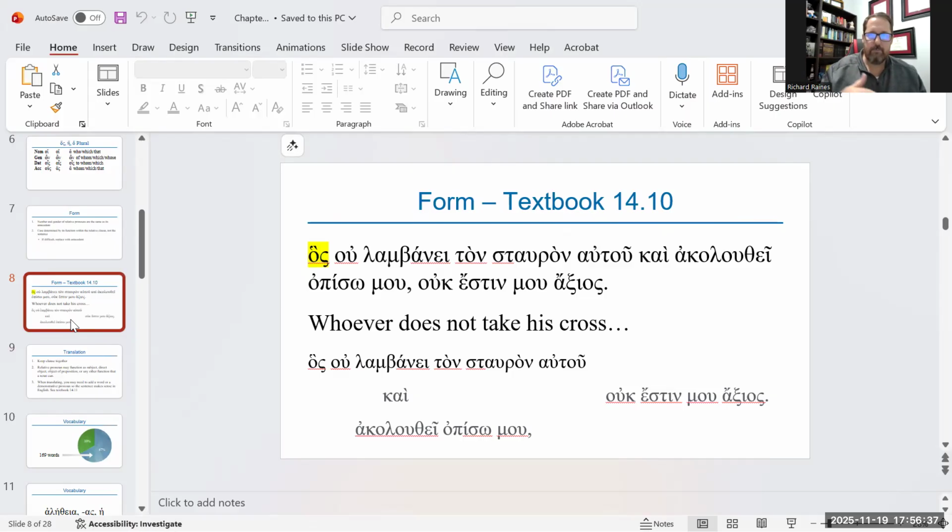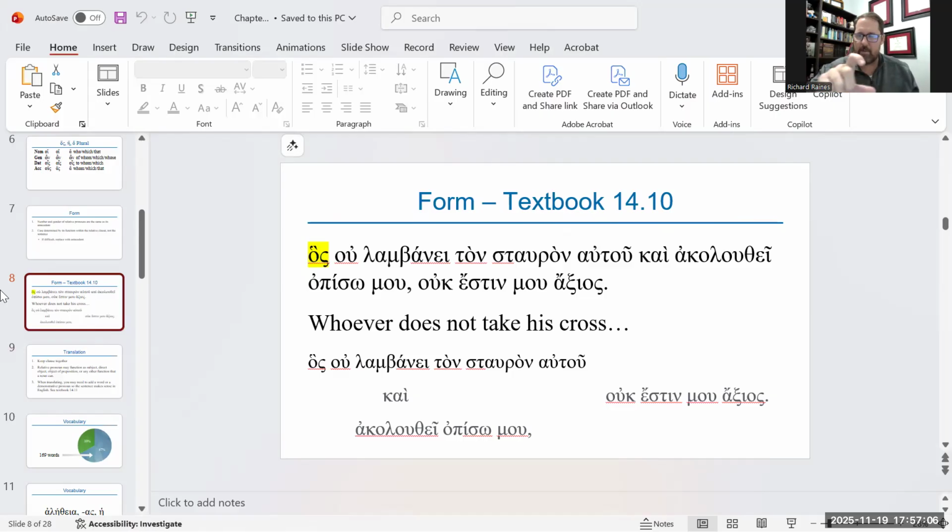Then move to the next word. Move to the next word. Well, the next word is a definite article. Ton stauron. Well, you know those two go together because they have the same case endings. So you translate that. Well, there's an and, so you translate that. Right? So the point is, when you're going through these sentences, you want to translate each word, but you also want to translate the phrases together, if that makes sense.